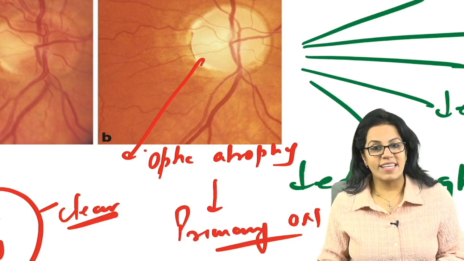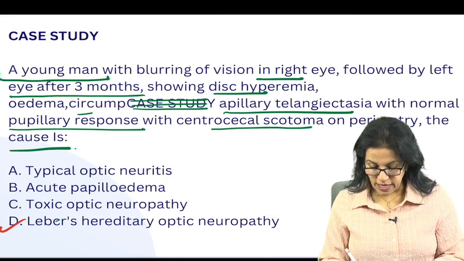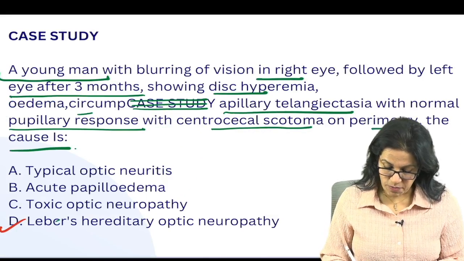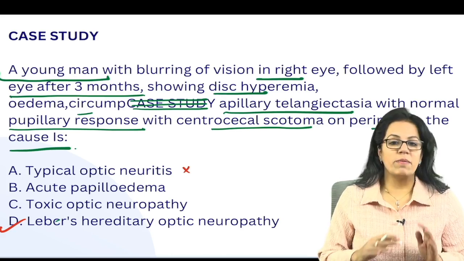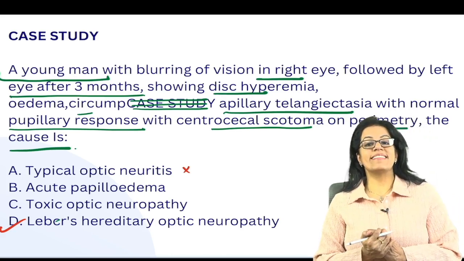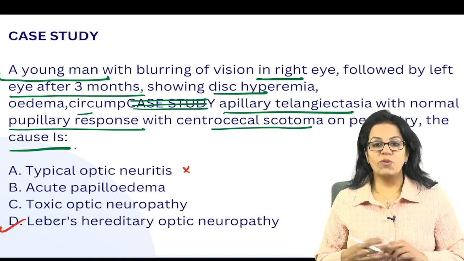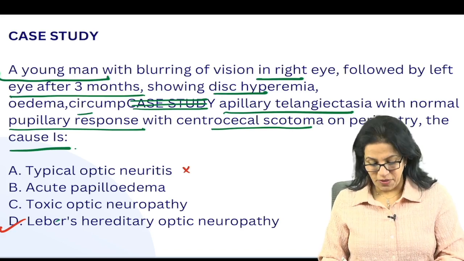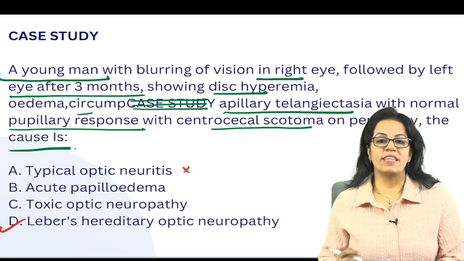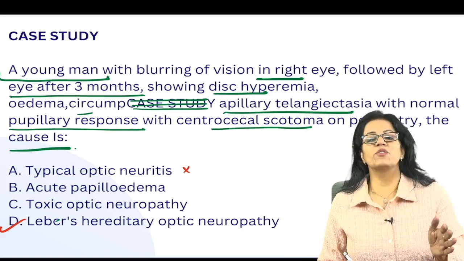Okay, so this is another point to remember. What are the other options? Of course, it cannot be a typical case of optic neuritis because APD is not there. Acute papilledema is actually a different diagnosis, and there also pupillary reactions are normal, but in papilledema you don't get centrocecal scotomas, and the vision is also affected very late. Normally, the vision is normal in the papilledema stage. So it's a very, very different story, papilledema.